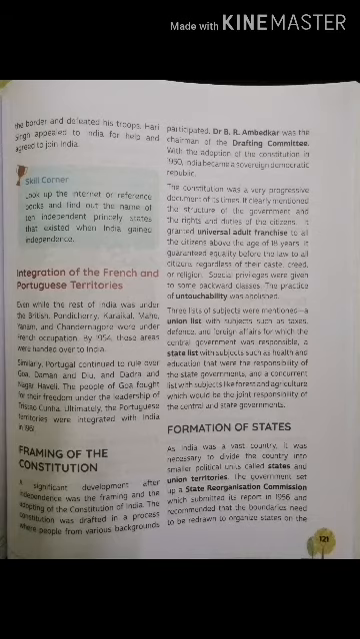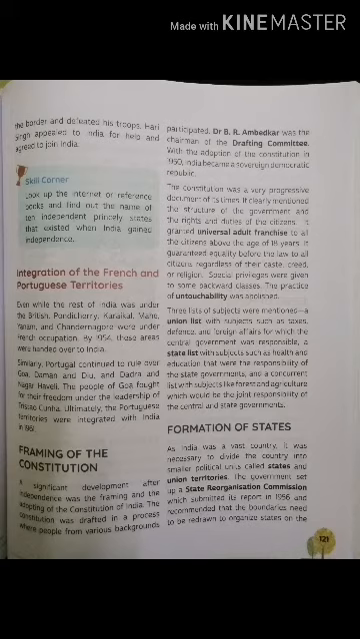Integration of the French and Portuguese territories. Even while the rest of India was under the British, Pondicherry, Karaikal, Mahe, Yanam and Chandernagore were under French occupation. By 1954, these areas were handed over to India. Even after independence, these areas were still under foreign control, but by 1954 they were handed over to the government of India.